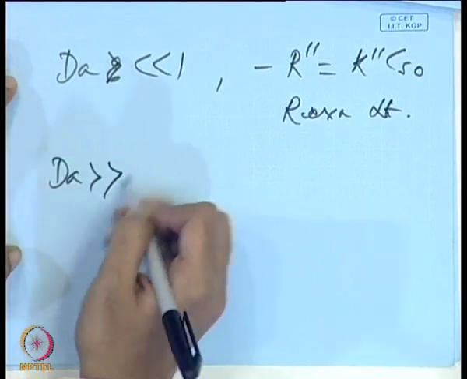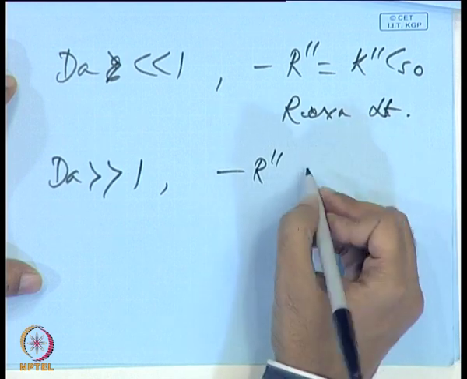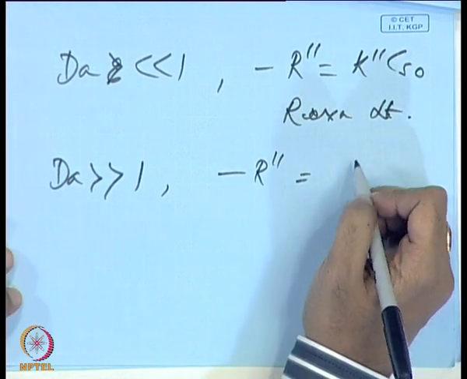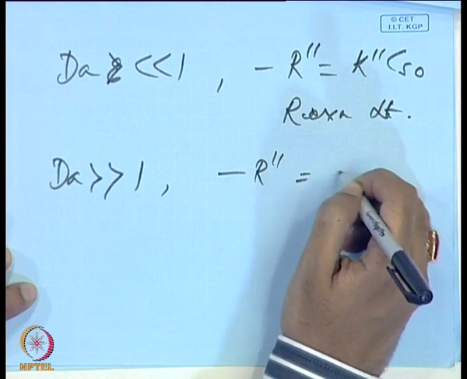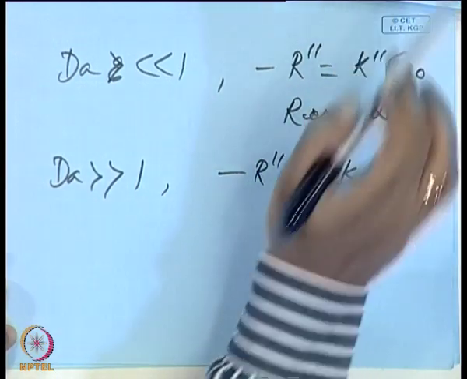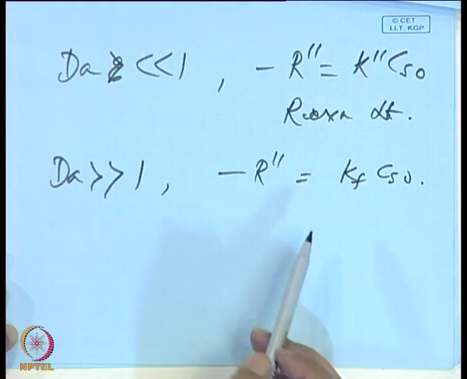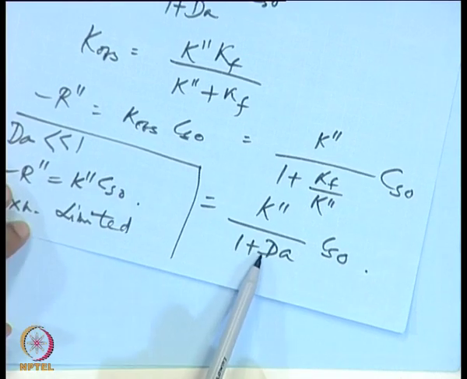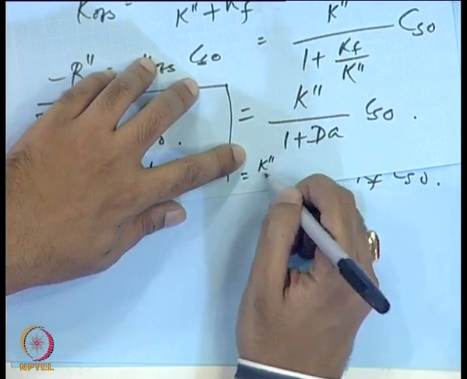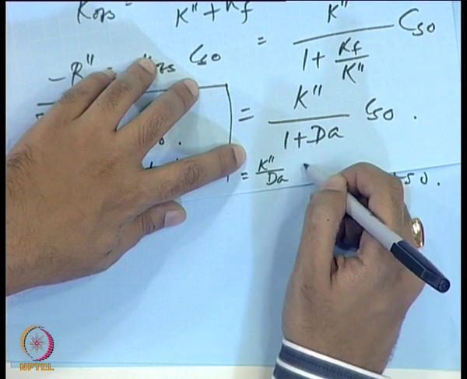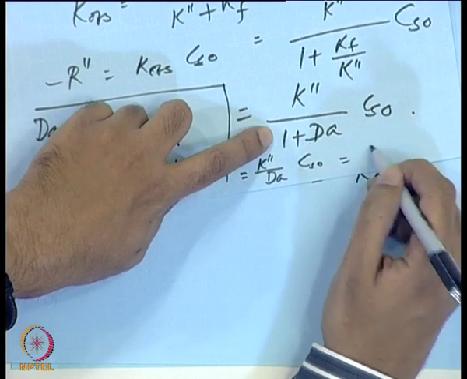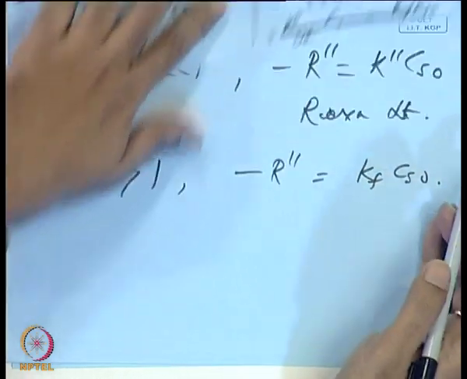And dA much greater than 1, then your minus R double prime equals Kf Cs naught, right, because if dA is much greater than 1, you take the inverse of that and take the limit, because here you cannot take the limit directly. What you have to do is put this over here, so you will have K double prime over dA, and then substitute back, where dA equals K double prime over Kf, and then you will get Kf Cs naught, fine.